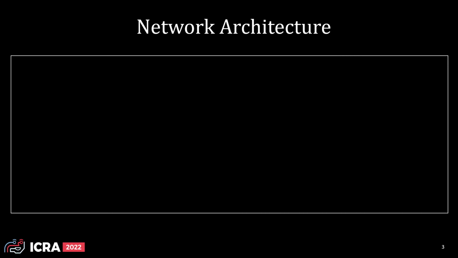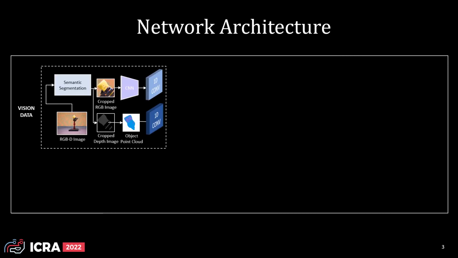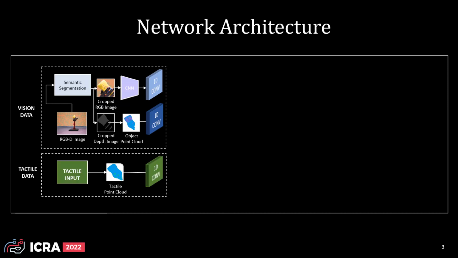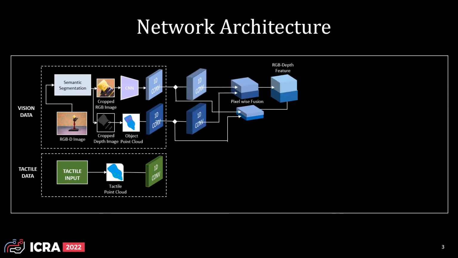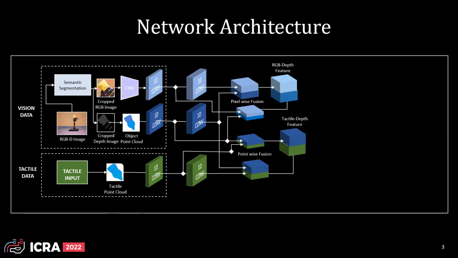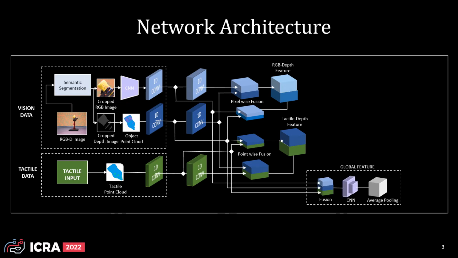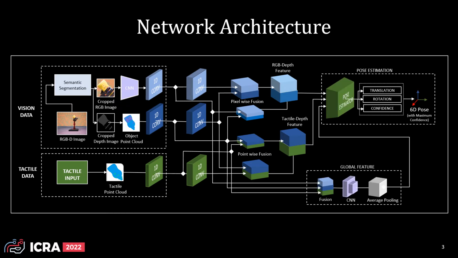The inputs to our model are color and depth images from a camera which are semantically segmented to obtain cropped RGB and depth images of the object of interest, and tactile sensor information in the form of an object surface point cloud. Our network consists of a visual channel that includes RGB and depth embeddings fused at a pixel level, and a tactile channel consisting of depth and tactile embeddings which undergo a pointwise fusion. These features, along with the global feature, are fed to the pose estimator to estimate the 6D pose of an object.